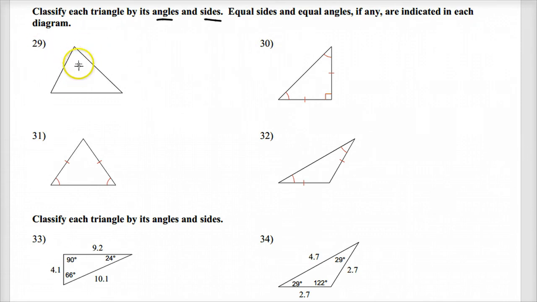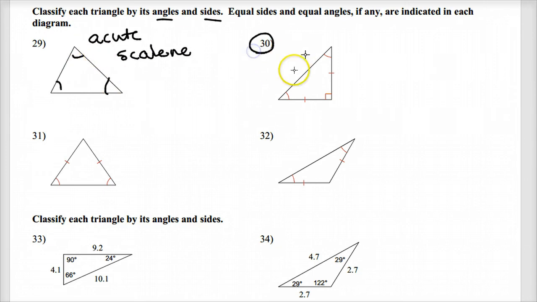Nothing's marked, therefore nothing's the same. And if I look at it, it looks pretty acute. Nothing looks more than 90 degrees, doesn't even look close to 90 degrees. So I'm going to call it acute, but then I'm going to take it that step further and say scaling. It's acute because none of the angles are greater than 90 degrees, and it's scaling because none of the angles or sides are the same.